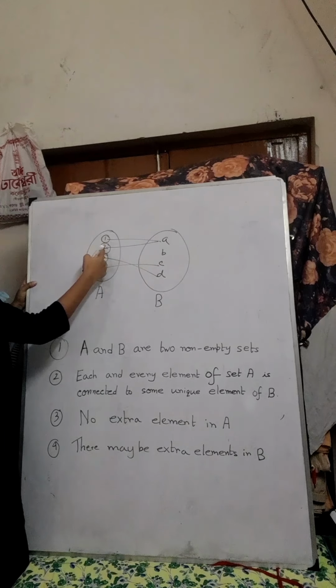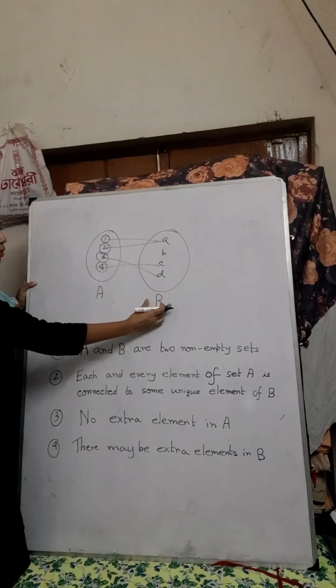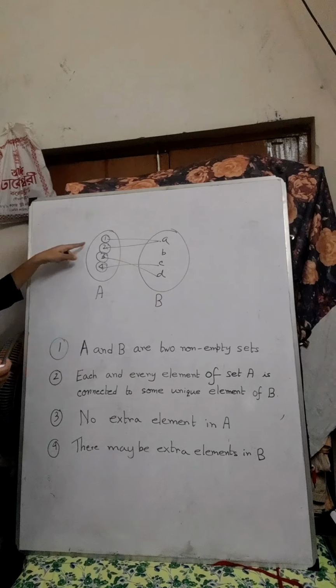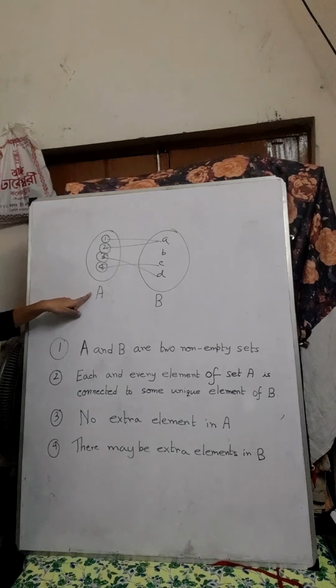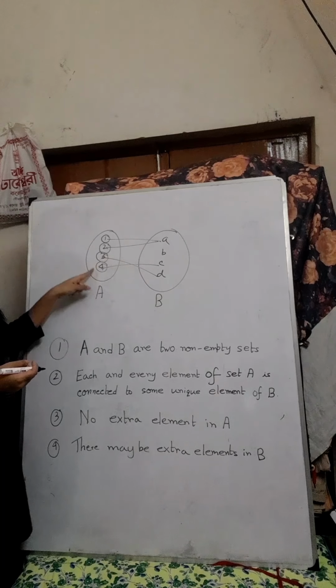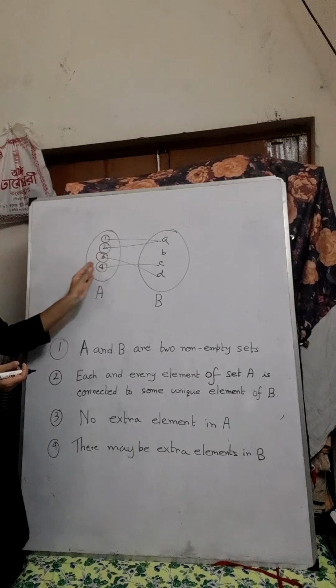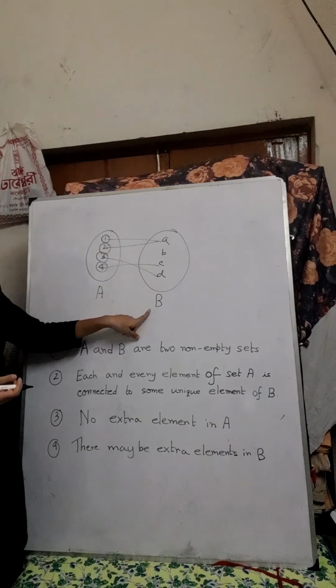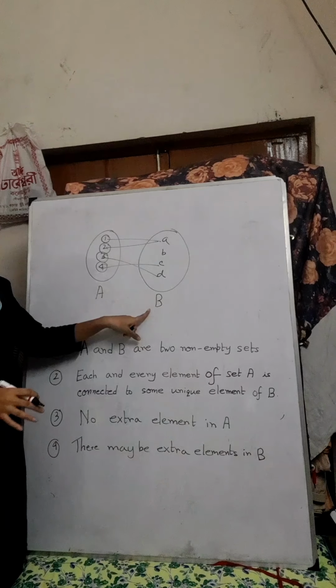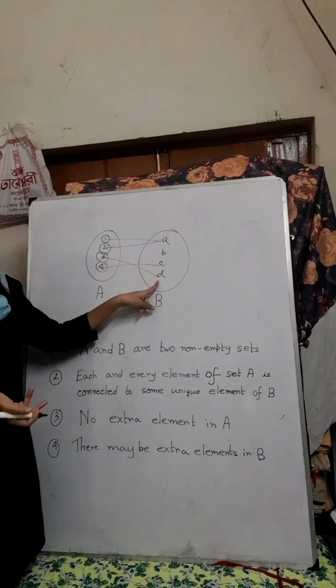Okay, each and every element will be connected. There will be no extra element in set A, but there may be some extra element in set B. I will repeat once more. Each and every element of set A will be connected to some unique element of B. That means there will be no extra element in set A. All the elements will be connected to some rule. But in case of set B, it is not compulsory that all the elements will be connected. There may be some extra elements.